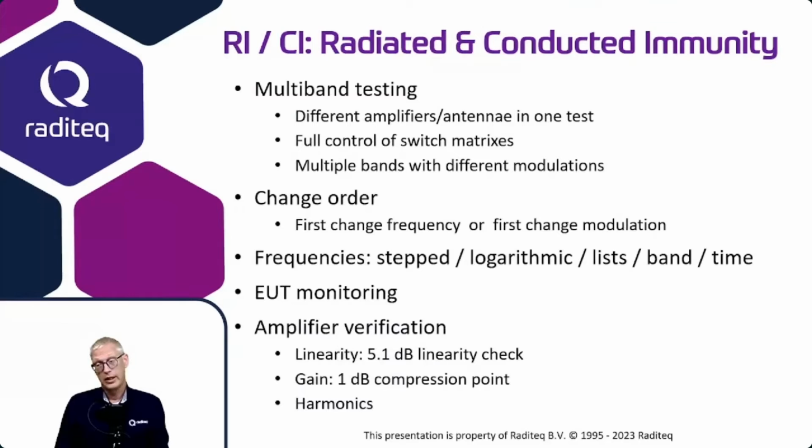Another possibility and a benefit of the multi-band testing is that you can have bands with different modulation. You can have one band with no modulation. You can have a second band with the same frequency range, but with different modulation, for example, AM modulation. You can even have a third band with the pulse modulation option. By specifying different modulations for different bands, you have one test where all the modulations are being tested.